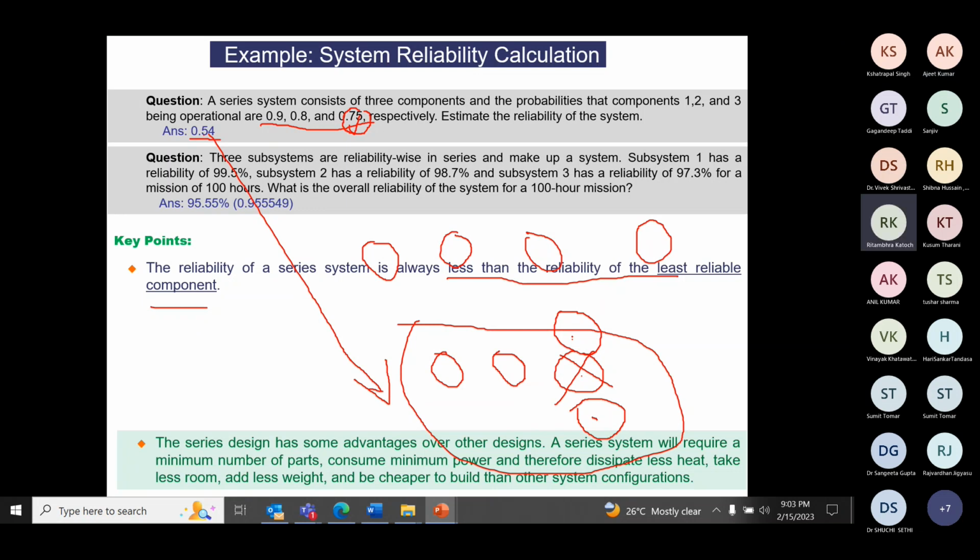Sir, but in both cases, if we use a high quality product, then again the cost will increase. And if we use a redundant component, then again the cost will increase. Yes. So both involve a trade-off.